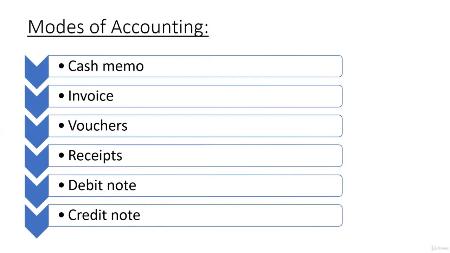Now the second is invoice. Invoice is a bill that we provide to our customer, or we receive when we purchase some goods. Vouchers, I'll be discussing later on. Receipts, debit note and credit note. These are the modes in which we can record our transactions, our activities.